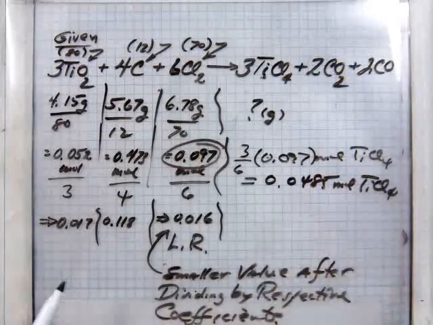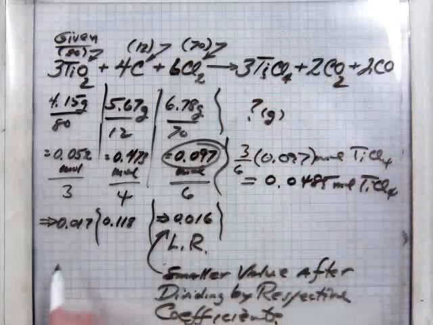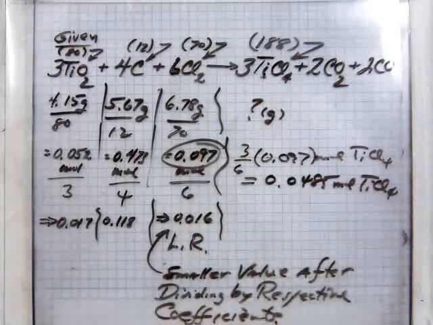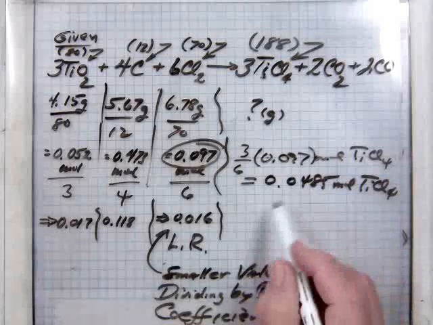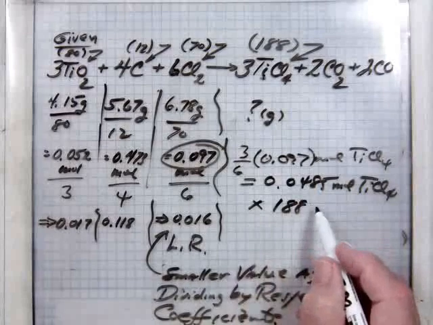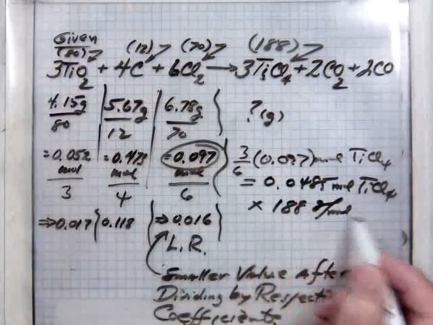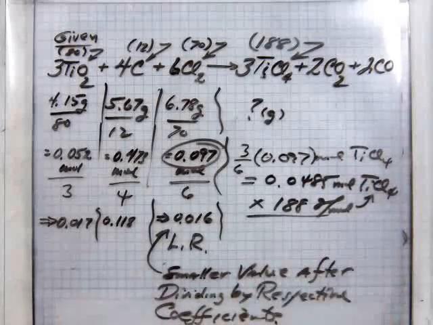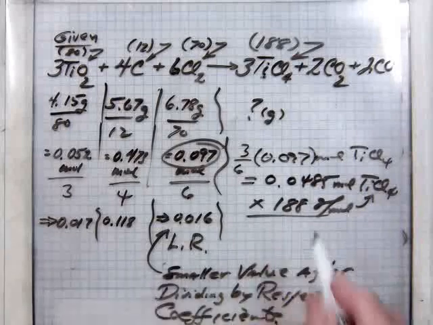Now, titanium is 48. So we go 188. So we want to multiply by 188 grams per mole for the titanium tetrachloride. And I have 9.12 grams.